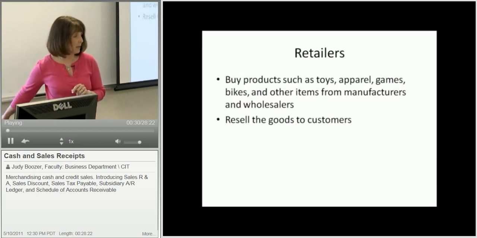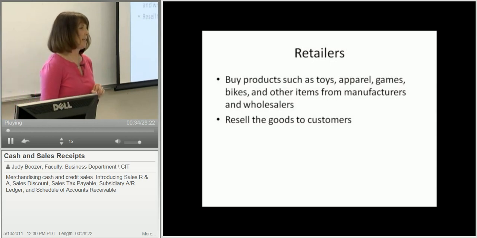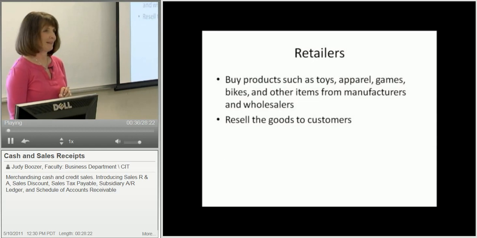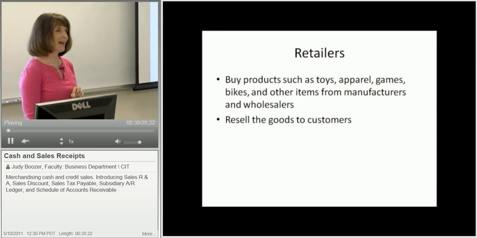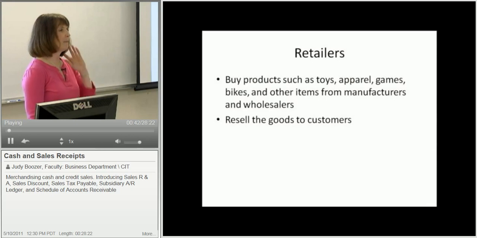However, let's talk about something called retailers. Who are retailers? People who sell stuff. So can you give me an example of a retailer here? Yes, Toys R Us, Walmart, all those that buy from other people for their product and then in turn sell it to another group of people.